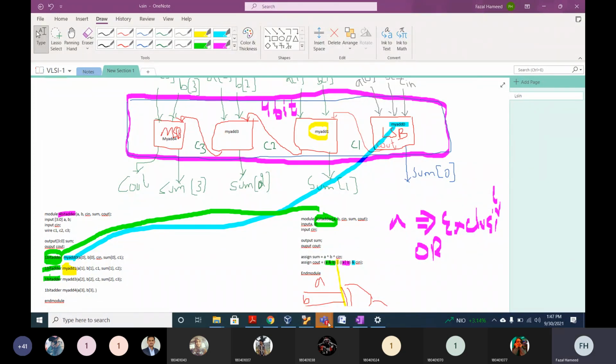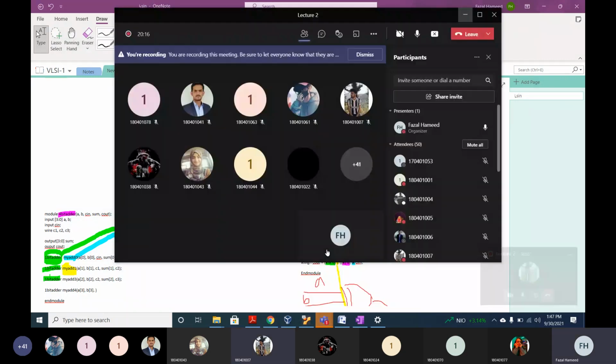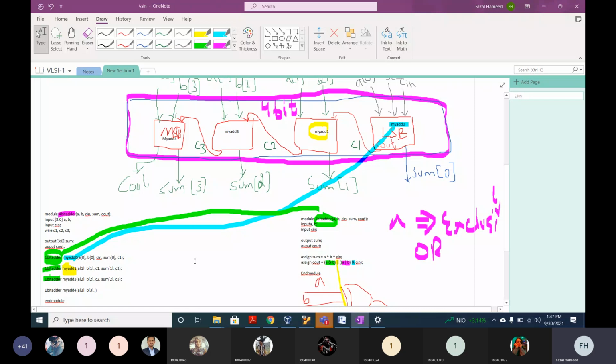Can you hear me better? Yes, sir. Okay. So the input is A3, B3, and C3. C3 is the output from the previous adder stage. Sum3 will be the output. Yes. And what will be the output now? C out.